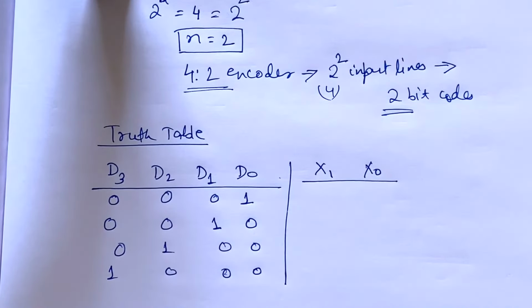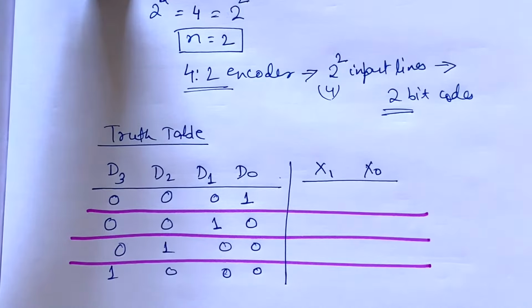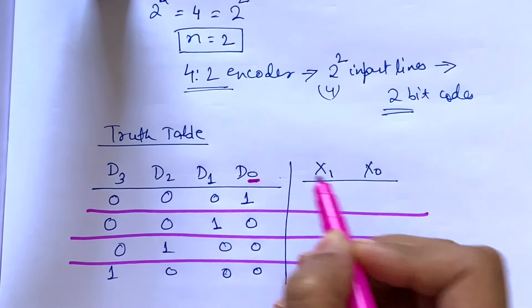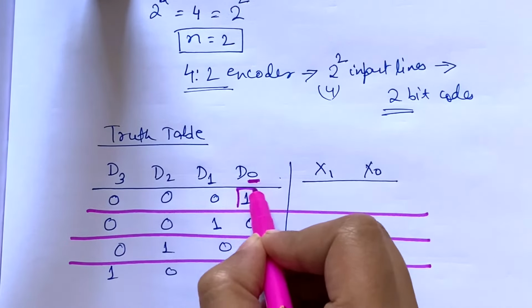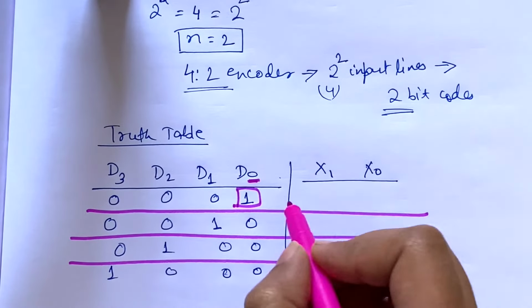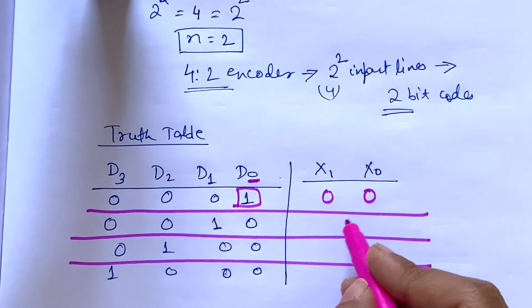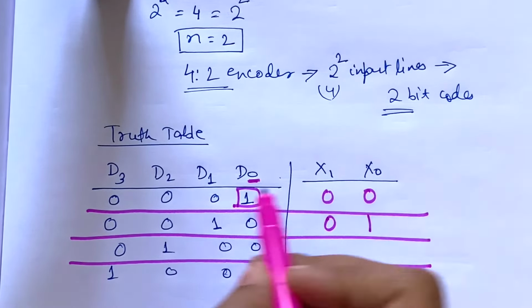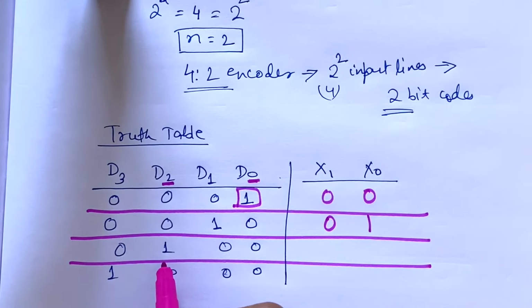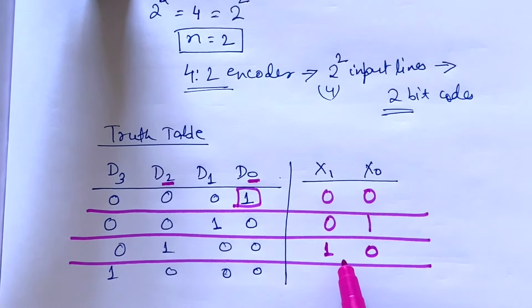Okay, now how we will get the output? So when d0 will be 1, d0 will be 1 means d0 is on, so it will convert d0 into binary code, means 0 0. When d1 is 1, so we will get here 0 1. Okay, so similarly when d2 is on, means the value of d2 is 1, so we will get 1 and 0, because 1 and 0 are the binary code of 2. Similarly for 3 we will get 1 and 1.